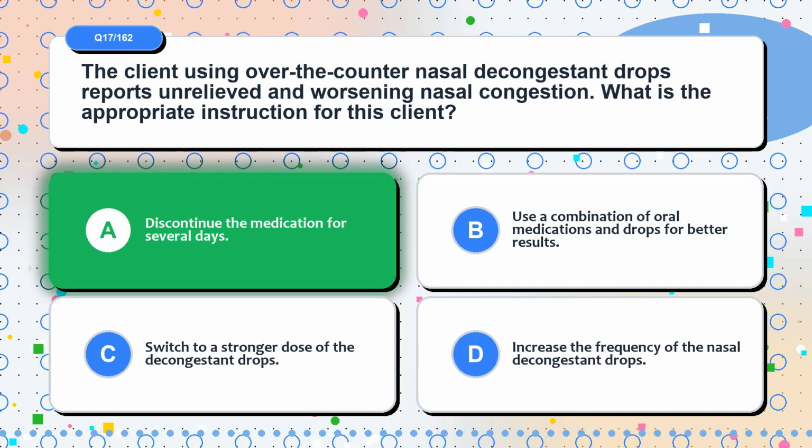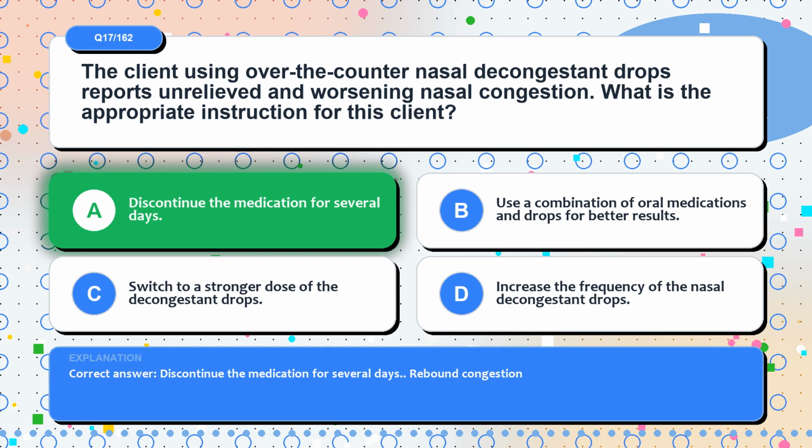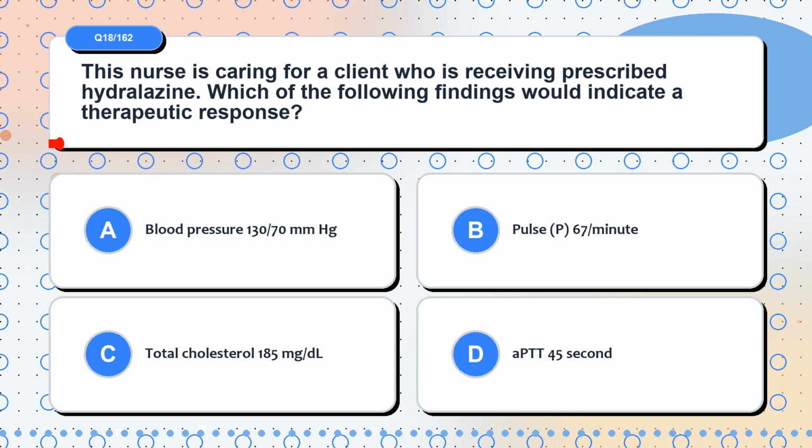The correct answer is option A. Discontinue the medication for several days. This is rebound congestion. Question 18. This nurse is caring for a client who is receiving prescribed hydralazine.